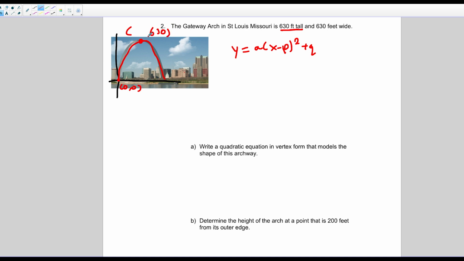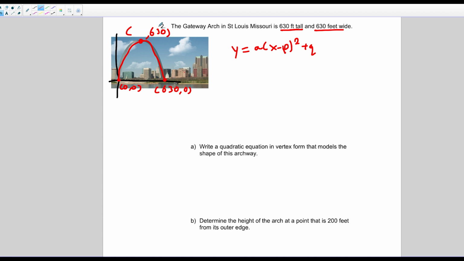Before we get to the x value, we're going to look at the second number here. We know that it's 630 feet wide. So from here to here, the origin, until the next point of contact down over here, it's going to be 630 feet, essentially. So this gives us (630, 0).